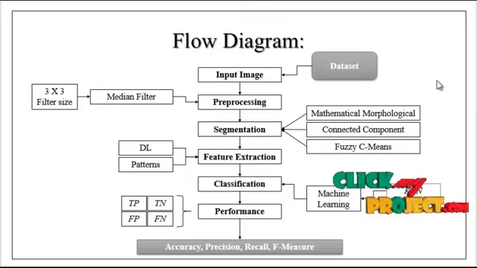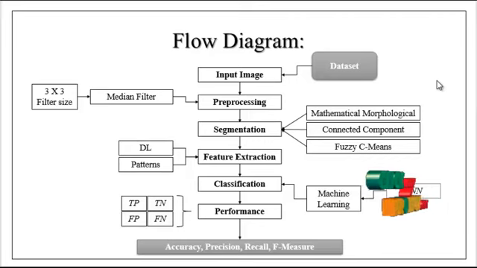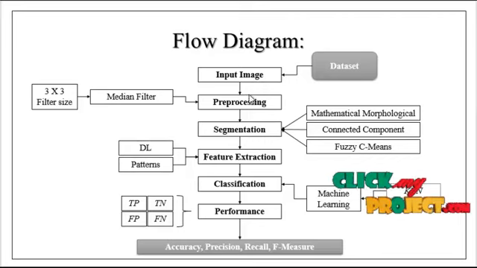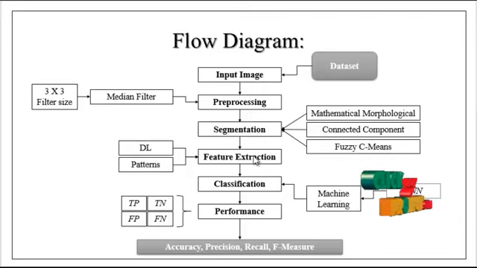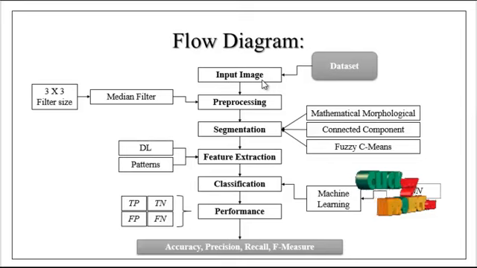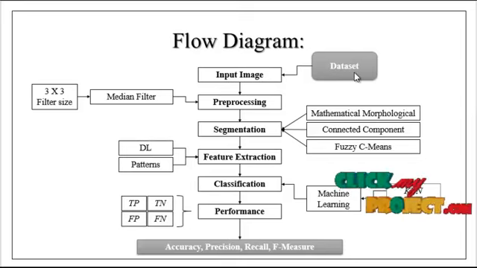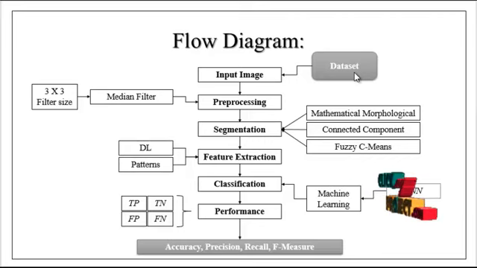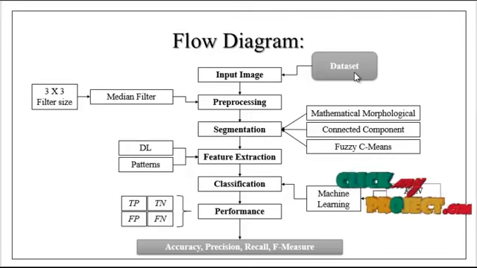This is the overall working flow of this project. This project consists of modules such as the input image, pre-processing, segmentation, feature extraction, classification, and finally performance. At first, as usual, the input image is taken from the dataset. The dataset consists of a lot of images which have both tumor as well as non-tumor images. After collecting any one image from the dataset, the pre-processing will be carried out.